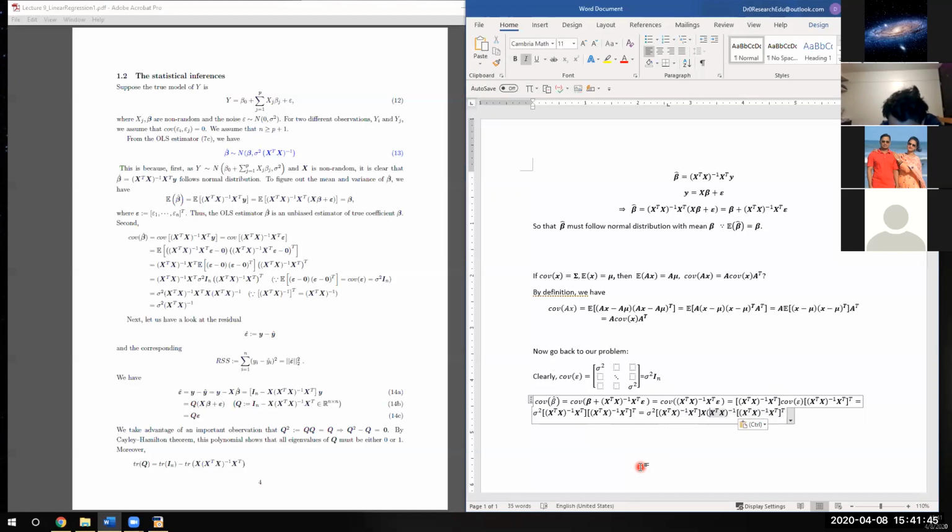Come on. How can I delete that part? That's so stupid. Okay, good. That's why I really don't like Word.